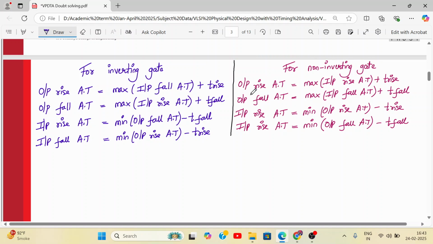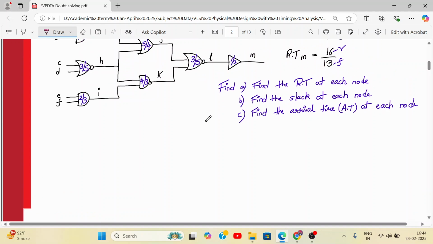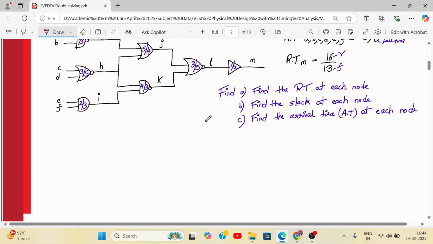For non-inverting gates, output rise arrival time is max of input rise arrival time plus rise delay. Output fall arrival time is equal to max of input fall arrival time plus fall delay. Input rise arrival time is equal to minimum of output rise arrival time minus rise delay. And input fall arrival time is equal to minimum of output fall arrival time minus fall delay. So with the help of these 8 formulas for inverting and non-inverting gates, we will find the required time, arrival time, and the slack at each node.